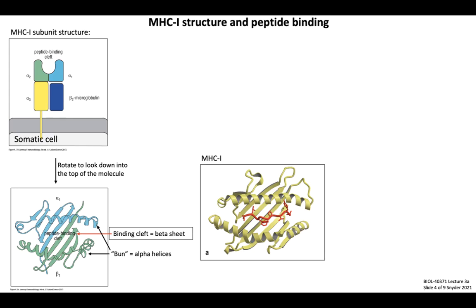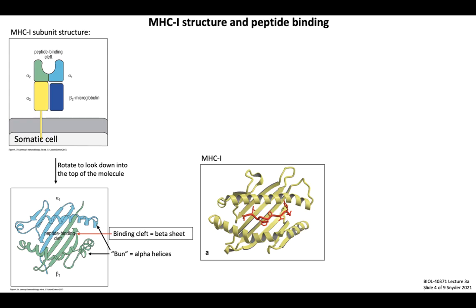Now, if we take this molecule on the upper left and imagine rotating it 90 degrees towards you, then we have a view of what the MHC molecules look like from their top, where we're looking down into the groove of the binding cleft. This schematic on the lower left gives us a structural view of the molecule, where you can see that the binding cleft is a beta sheet that's made up of alpha-1 and alpha-2 subunits of MHC1, and that this beta sheet is separated by two ridges, or the buns of MHC1, which consist of alpha helices. Now, the diagram in the center shows the protein structure of MHC1 in yellow again, this time along with a peptide in red that has been loaded into the binding cleft.